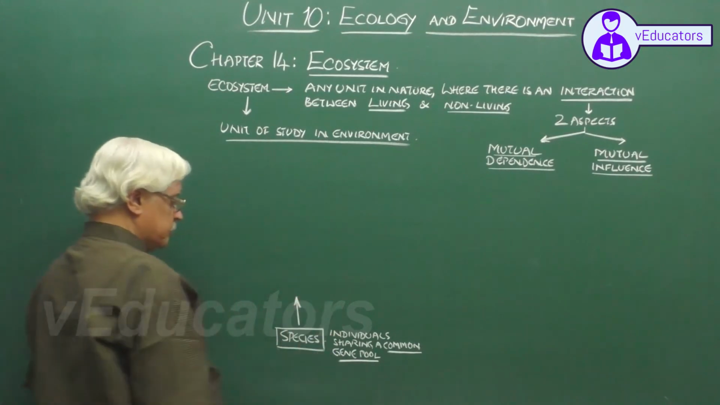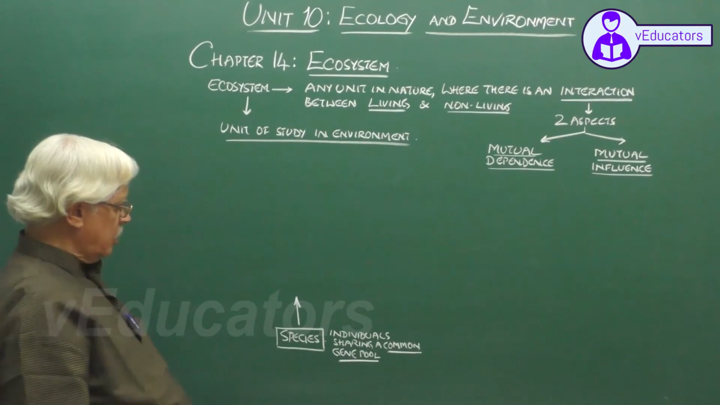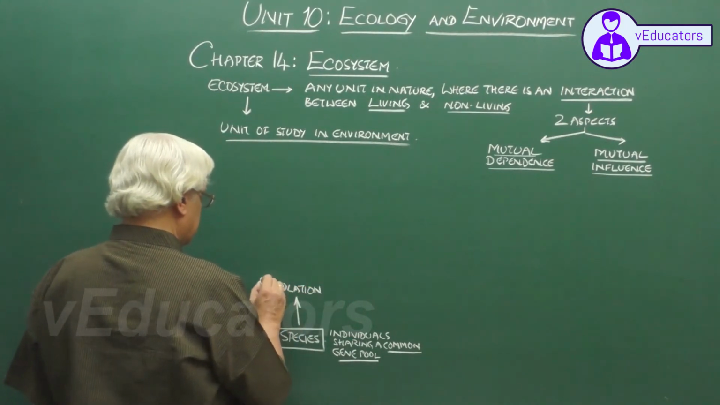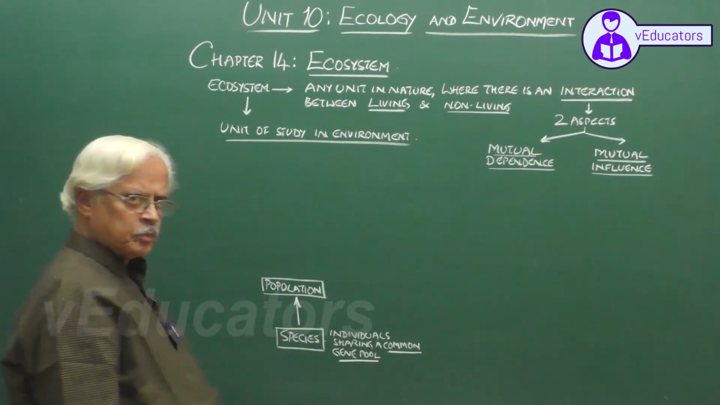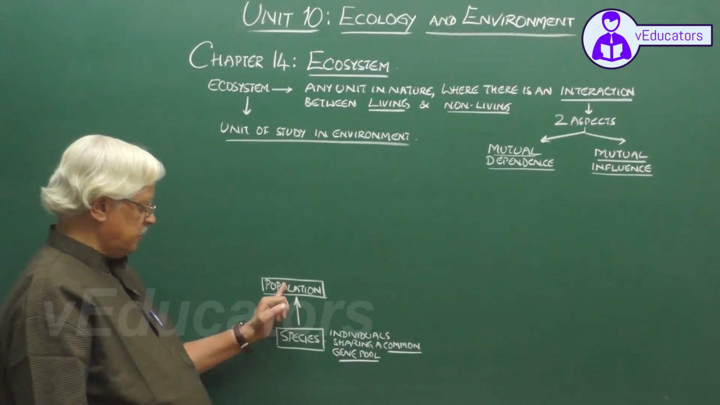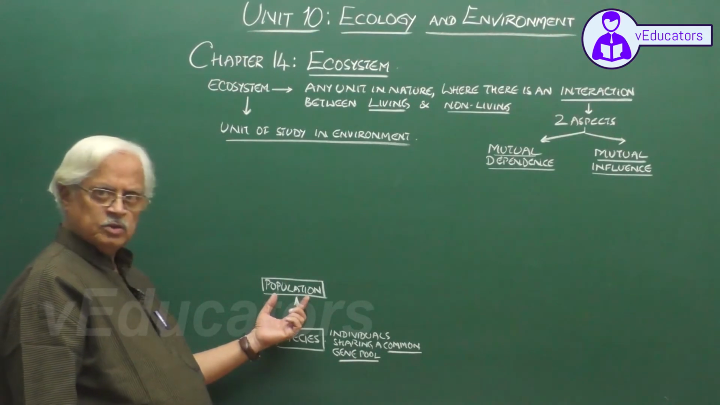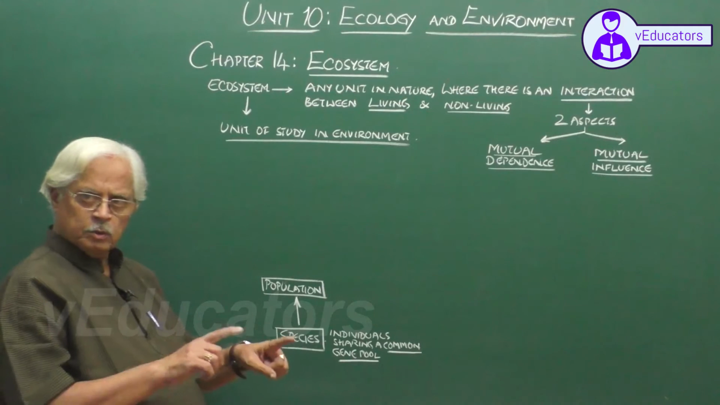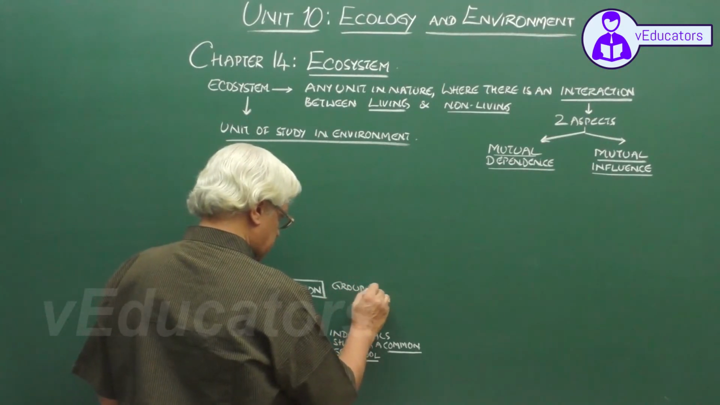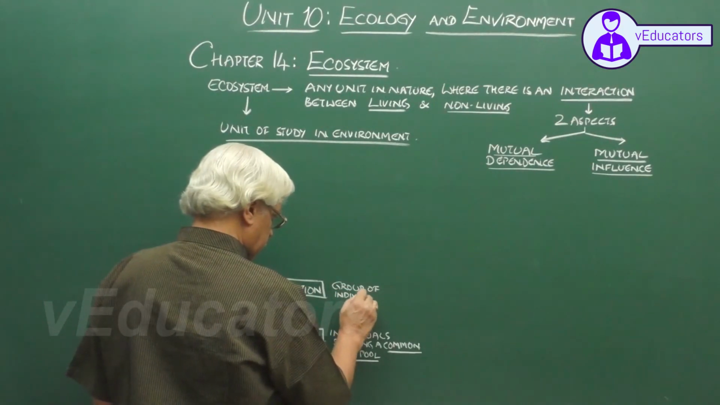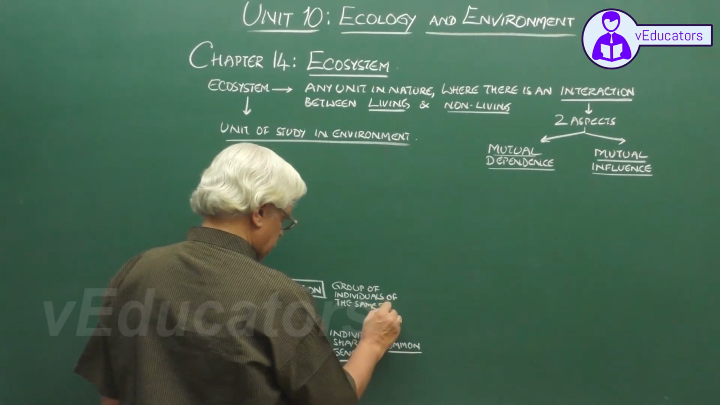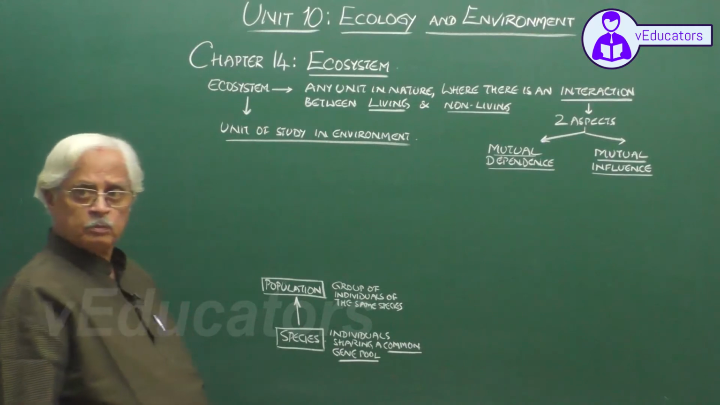A group of individuals belonging to the same species, occupying a given geographical area constitute what is known as population. So next unit is population. Population is defined as the collection of individuals belonging to a particular species occupying a given geographical area. So a group of individuals of the same species forms a population.